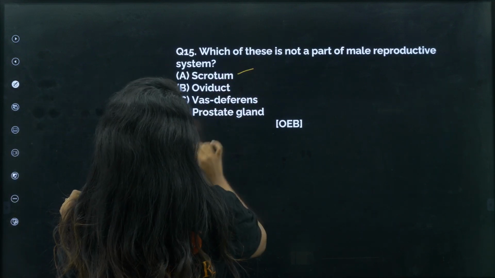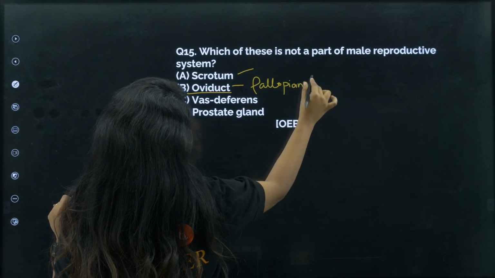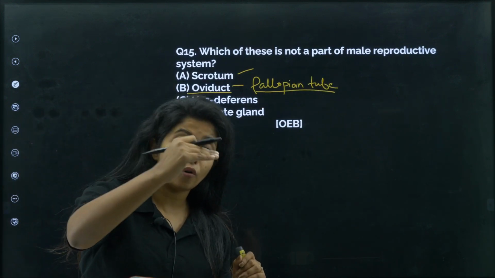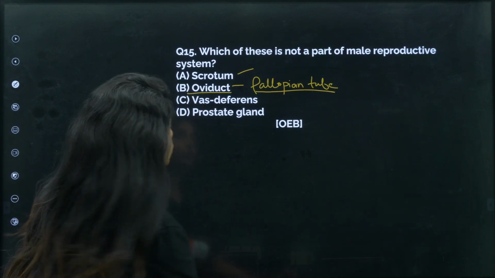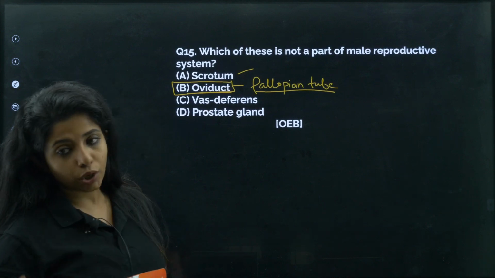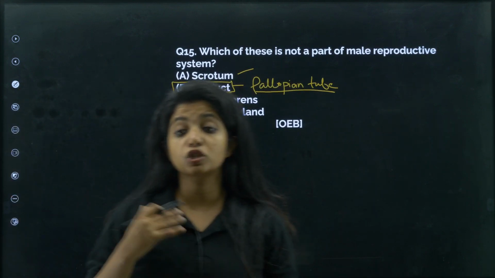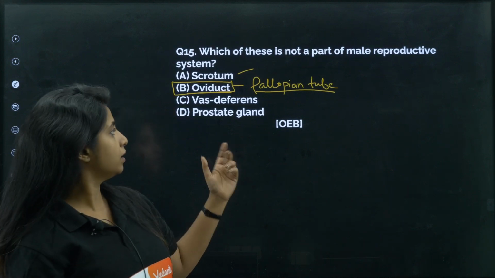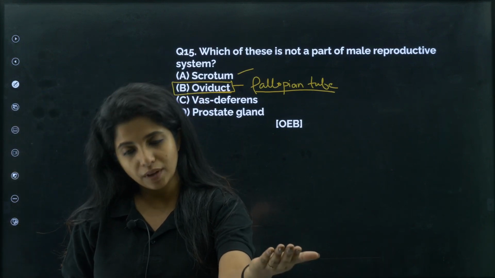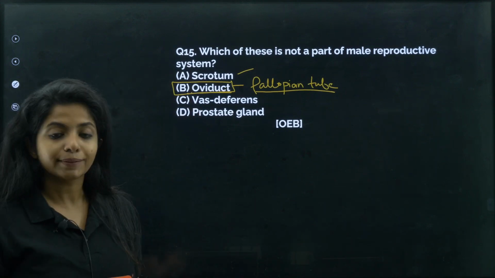So that is the use of the scrotum, and it is there in the male. Oviduct is also known as fallopian duct, or fallopian tube. The fallopian tube is for the transport of the ovum, and the ovum is a female gamete, my dear children. So it's a female reproductive system organ, so I'll say this is the one that is not a part. But still let's talk about vas deferens. Vas deferens transports sperm, so that is also a duct. Prostate gland is a gland that gives secretion to the sperm, like the calcium you take, which is very important for you. So basically the oviduct becomes the answer.